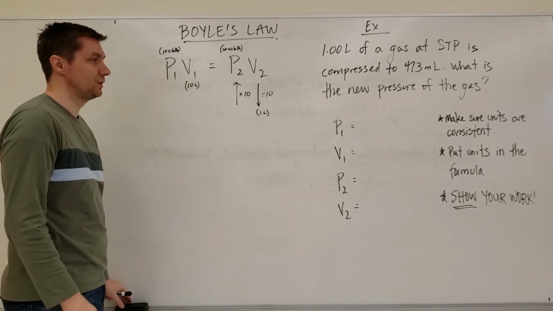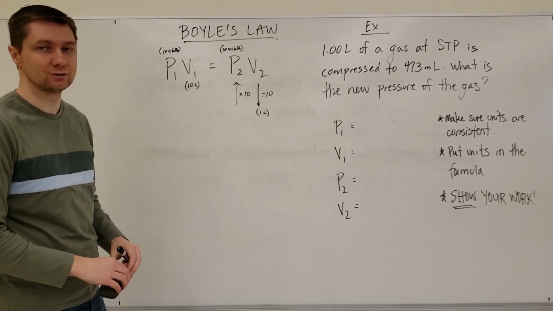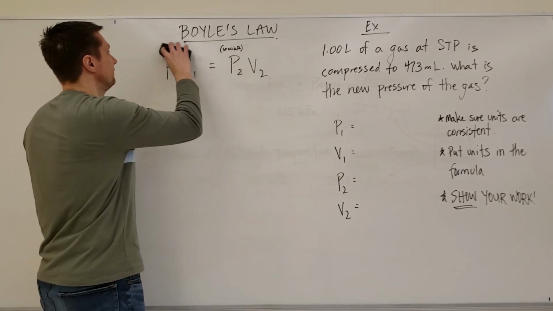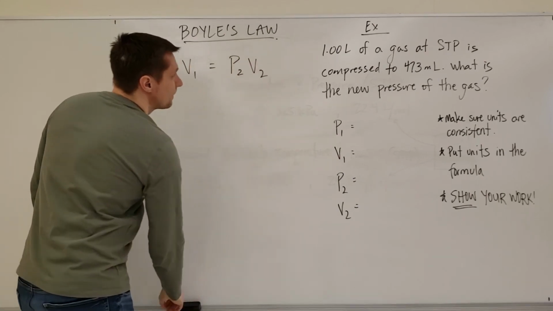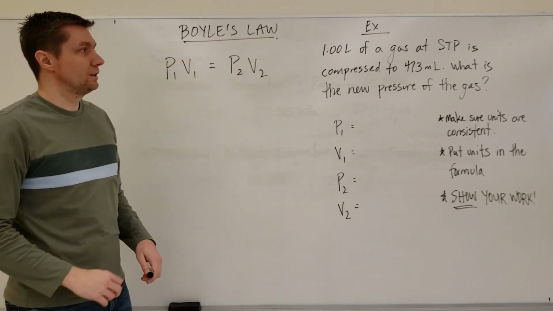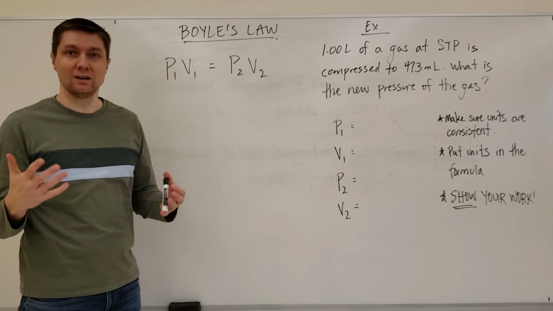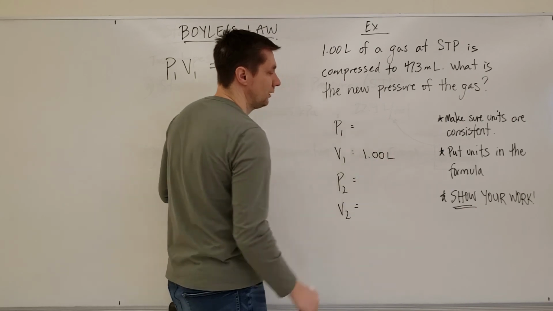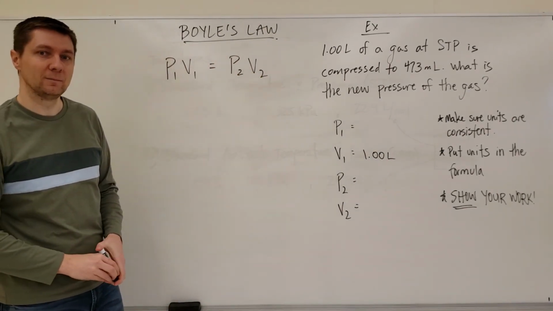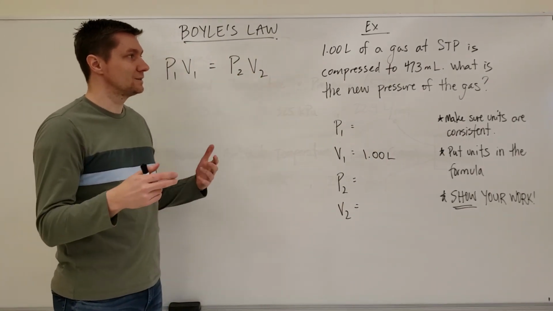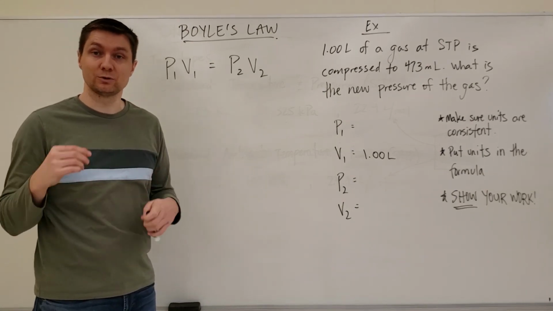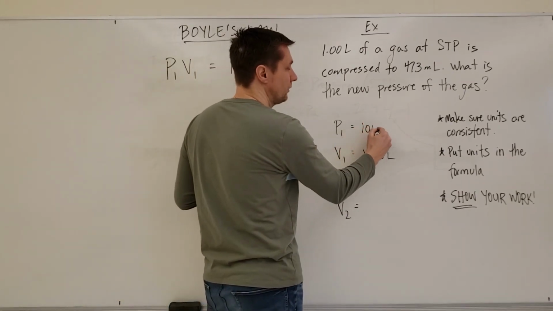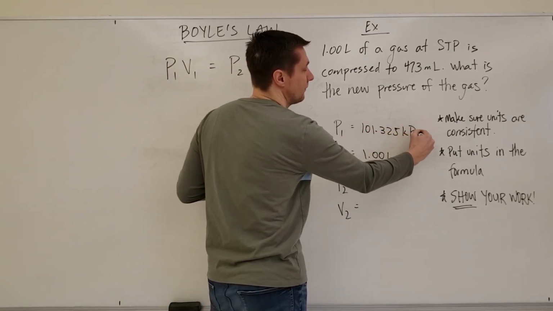So I've got a practice question here, and I want to show you how I want you to do these questions and show the work. It says that I've got 1.00 liters of a gas, so that's the initial volume. I'm just going to write that in as I'm reading the problem, jotting down the numbers that I'm given in the question. And that gas is at STP, a standard temperature and pressure condition, so the pressure of that gas is going to be 101.325 kPa.